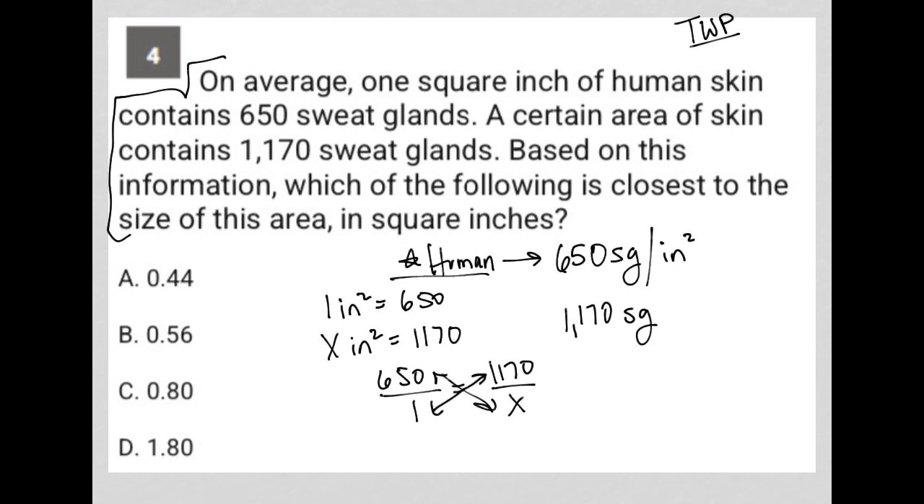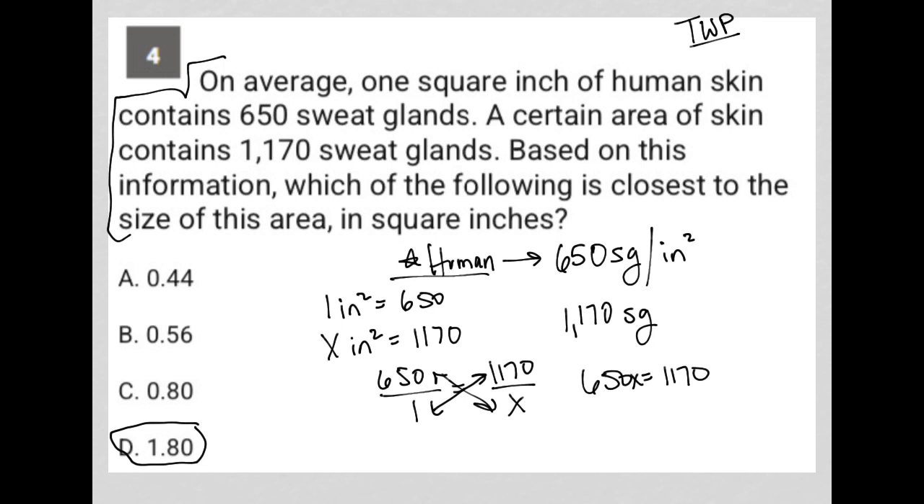And I pretty much know the answer already, right? So we have 650 X equals 1170. And I can tell by the answer choices, right? So 650 doubled is 1,300. So we're a little under 2. There's only one answer that's a little under 2 or a little under double, and that's choice D.